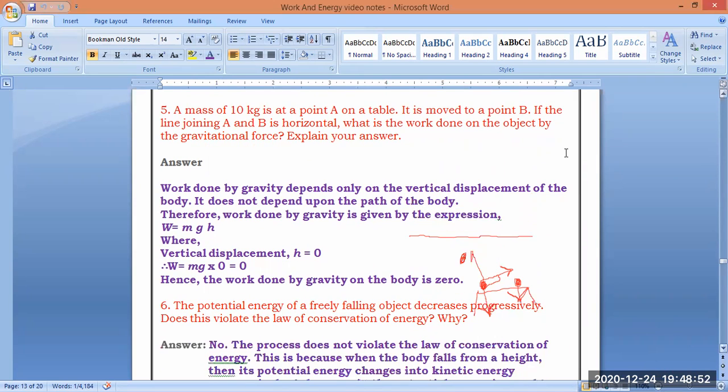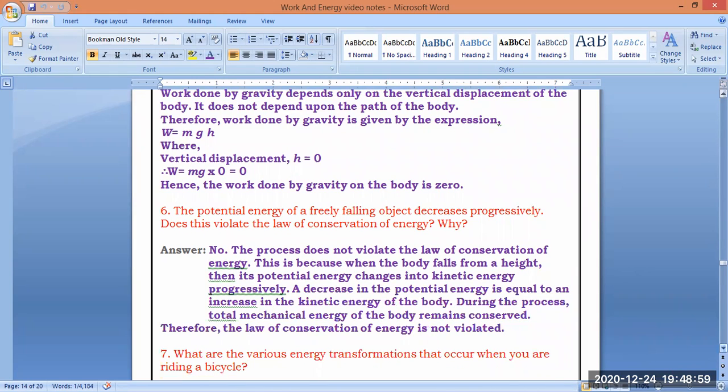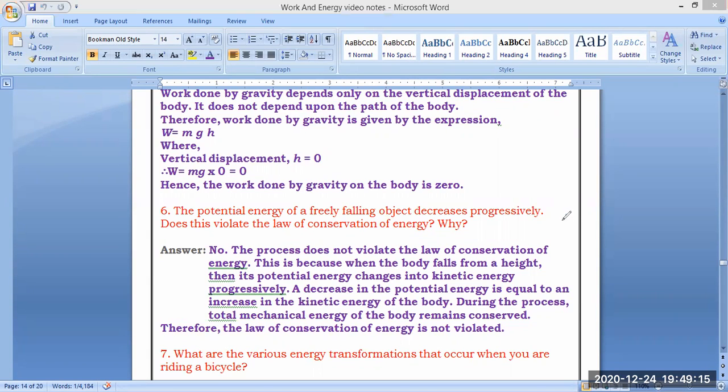Let us go to the next question. Sixth question: the potential energy of a freely falling object decreases progressively. Potential energy means the object is at a certain height. The object has been placed at a certain height from the ground. Does this violate the law of conservation of energy?